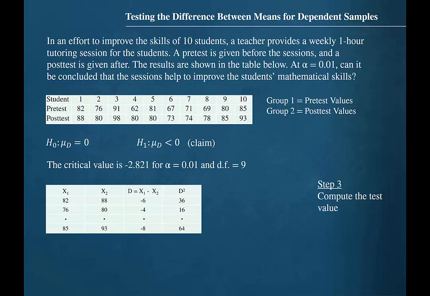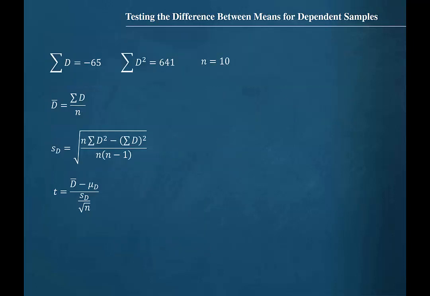We should continue this process until we have calculated the difference and its square for each of the matched pairs. We should then find the sum of the differences and the sum of the squares of the differences. We can now use these values to calculate the test value. The mean of the differences for the sample is calculated by dividing the sum of the differences by the size of the data set. This gives us a value of -6.5.